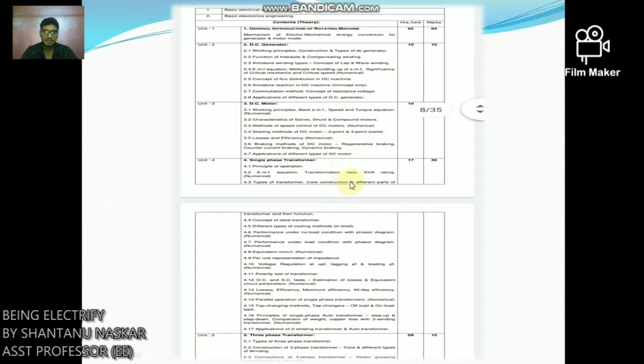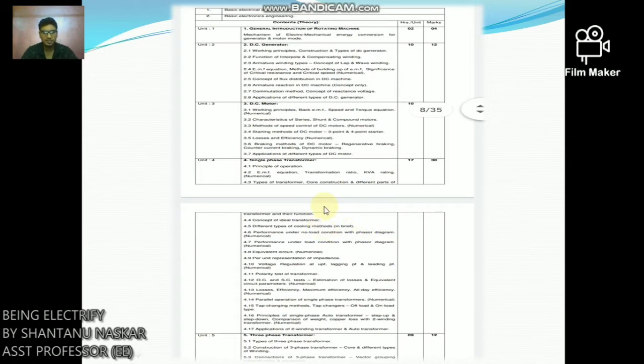In single phase transformer we can learn EMF equation, transformer ratio, kVA rating, types of transformer, which is core type and shell type transformer, concept of ideal transformer, different types of cooling method briefly, performance under no load condition with phasor diagram, performance under load condition with phasor diagram, equivalent circuit, per unit voltage representation, voltage regulation, short circuit test, open circuit test, polarity test, parallel operation of single phase transformer, and also auto transformer and step up and step down auto transformer.